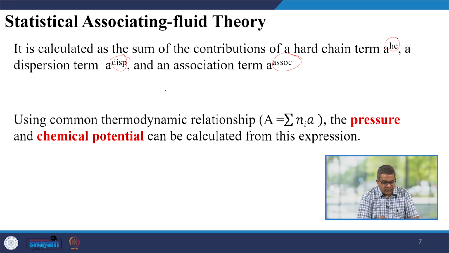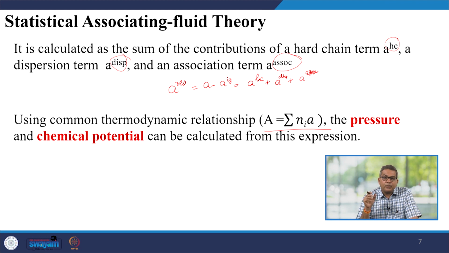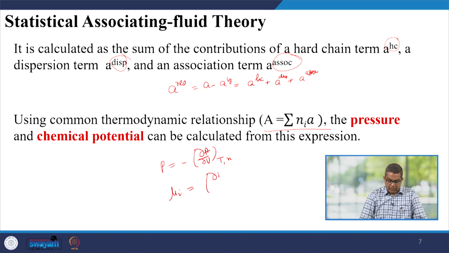So, this can be represented as A residual is equal to A HC plus A dispersion plus A association. Now, using the common thermodynamic relationship, that is A is equal to summation N i A i, the pressure and the chemical potential can be calculated from the expressions which we are going to write. P is equal to minus del A over del V at constant temperature and N, and mu i, that is the chemical potential, is del A over del N i at constant V and T.